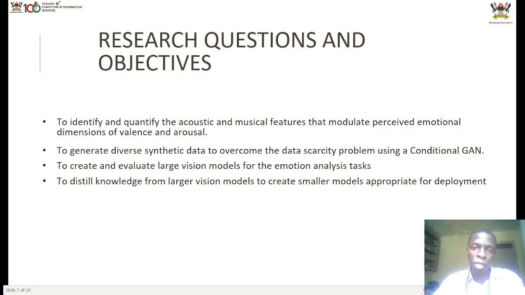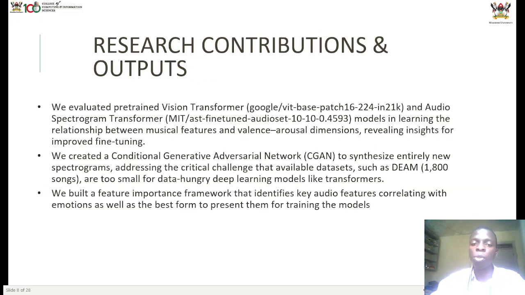These are our objectives, and we managed to achieve them. One was to identify the core features that can be used to relate to the emotions in a song, then generate synthetic data to overcome the problem of scarcity, then to create a large vision model, and then to distill that large vision model into a student model.